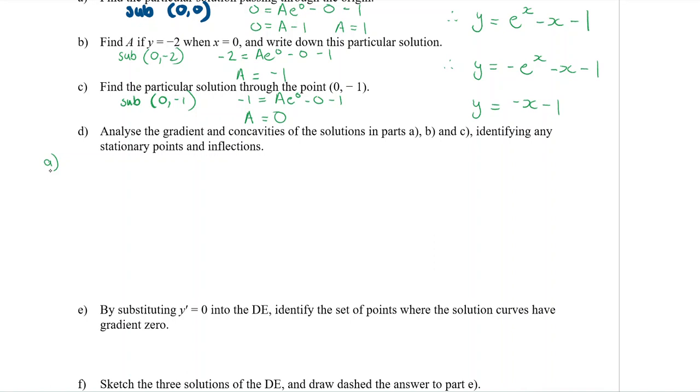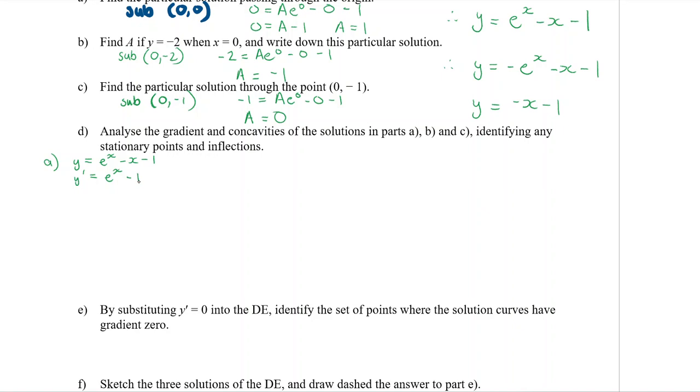So the first equation for A was y equals e to the x minus 1. I need to find the gradient and concavities, find stationary points and points of inflection. Well, if I want to know the gradient, that means I need the derivative of that particular equation. Derivative of e to the x is e to the x. Derivative of x, the negative x there, is negative 1.